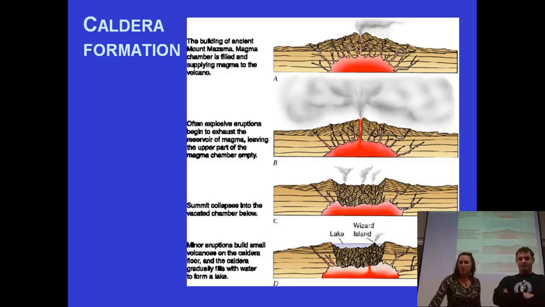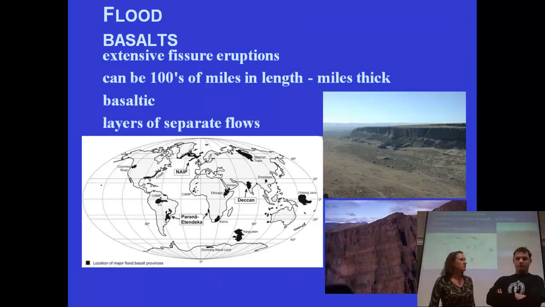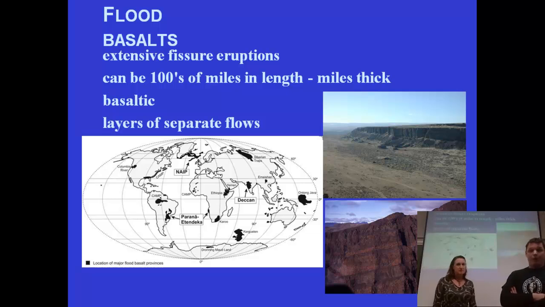All right, so what other kinds of features are we going to be talking about here in terms of volcanic eruptions? All right, well, we're going to be talking about flood basalts. Extensive fissure eruptions can be hundreds of miles in length, miles thick, basaltic layers of separate lava flows. Okay, so some things we know about basalt. It's mafic, it's dark, it's aphanitic, it's low viscosity, it's very hot, it's very fluid. So what type of volcanoes would that be coming out of?